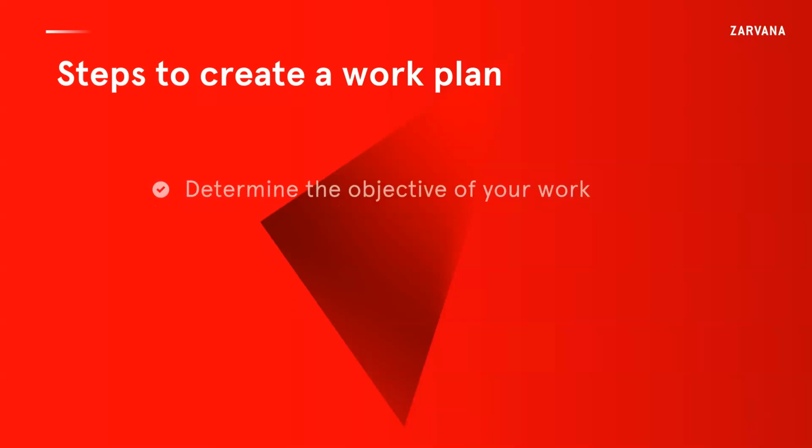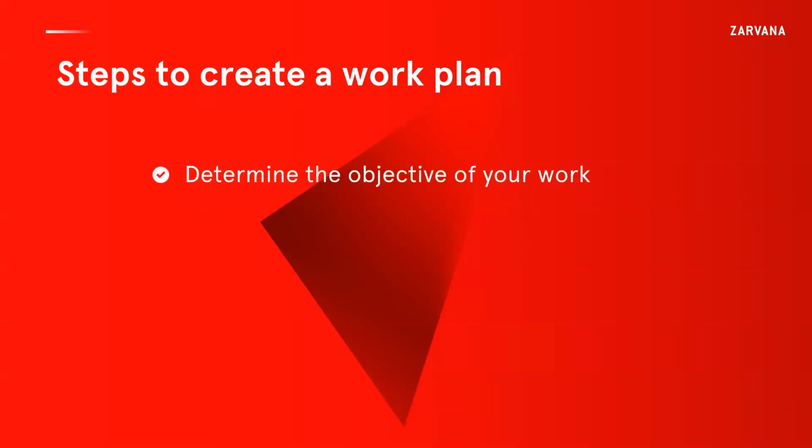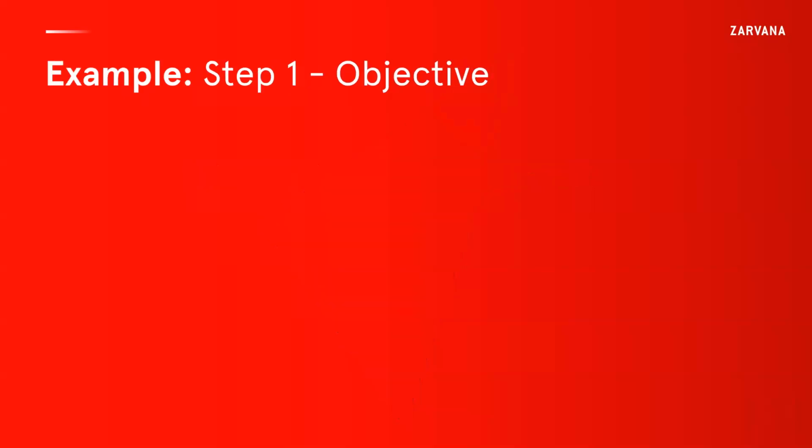What is the first step? Determine the objective of your work. You need to know what you're trying to create, what you're trying to produce, what deliverable you're trying to have at the end. In our example, we're going to use the example of building a house. So here, as simple as it sounds, our objective is to build a house for someone to live in.